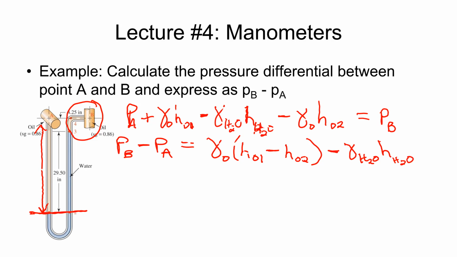So I get the equation in the form I want it to be in, and now I can start plugging in and solving because I know the gamma of my oil, or I can calculate it using the specific gravity at 0.86. And then I also know my specific weight of my water. So by using those, I can calculate everything that I need.